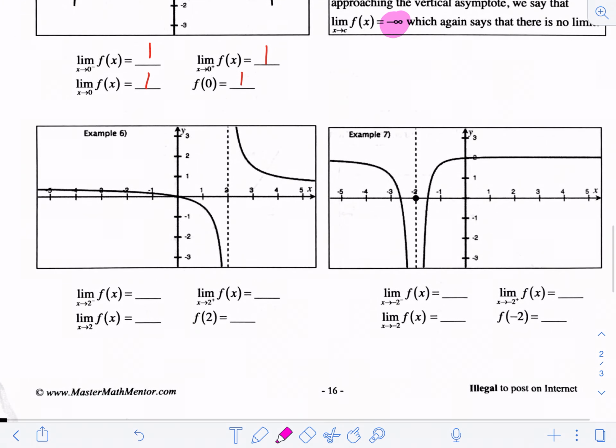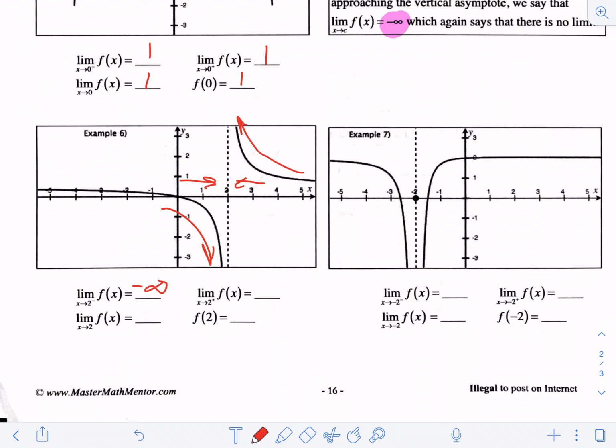So here is when x approaches 2. I'm looking at approaching 2 from the left and from the right-hand side. As I approach 2 from the left-hand side, I'm going to go down forever. So that means my limit is going to be negative infinity. But as I approach 2 from the right-hand side, I'm going to go up forever and never hit that asymptote, so my limit's going to be infinity. Do those two limits match? They do not, so my overall limit does not exist. Can f of 2 ever exist? Nope, so that is also a DNE for does not exist.